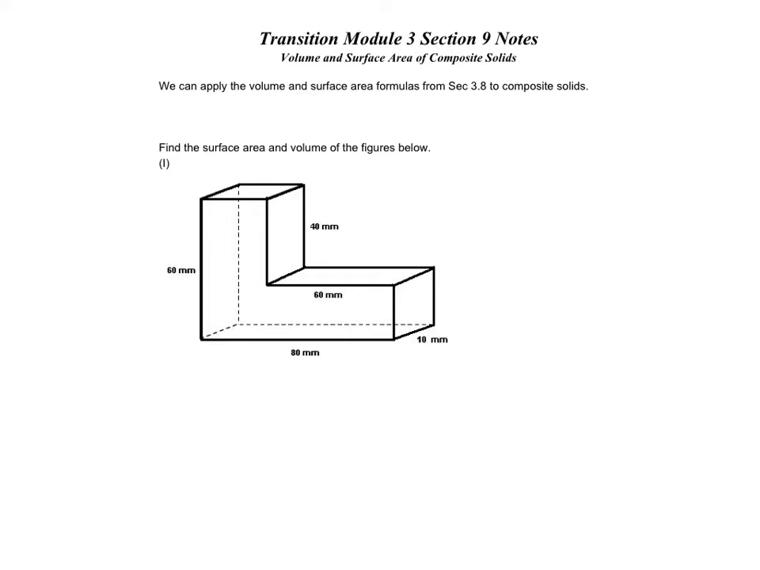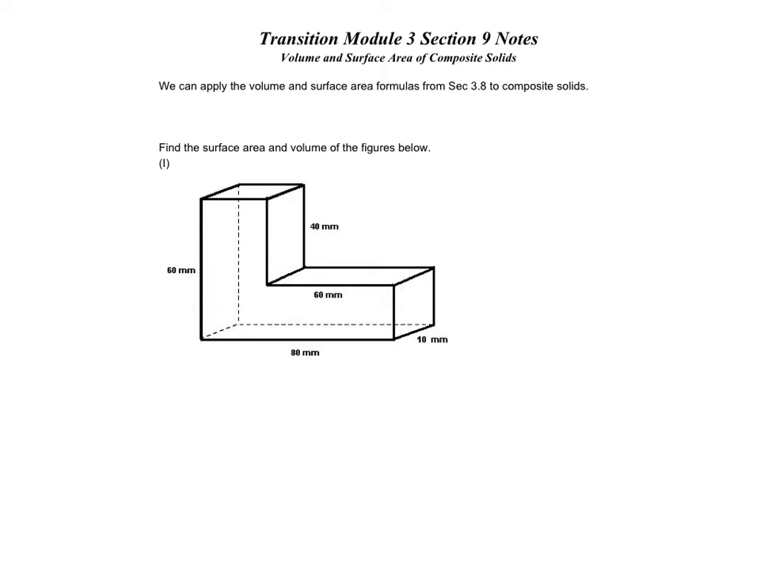In section 9, we're going to take a look at volume and surface area of composite solids. So what that means is that you've got two or more different solids making up your shape. So for volume, what you want to do is split up your figure into the two known solids and find the volume of each solid and then add them together. Surface area is where it gets a little bit trickier.